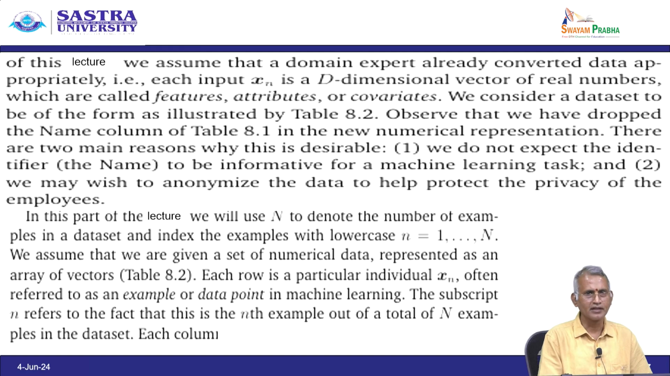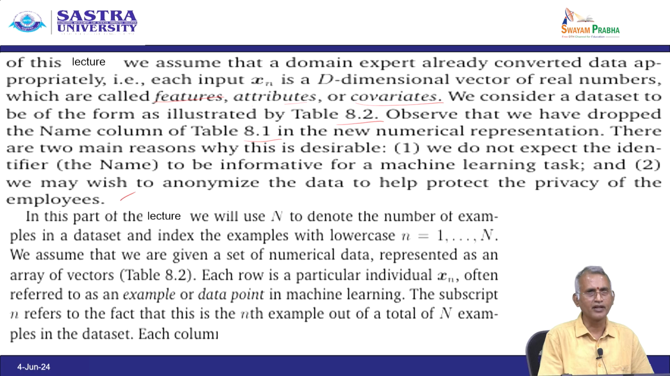So, each input xn is a d-dimensional vector of real numbers, which are called features, attributes or covariates. We consider data to be of the form illustrated in Table 8.2. Observe that we have dropped the name column of Table 8.1 in the new numerical representation. There are two main reasons why this is desirable. Number one, we do not expect the identifier to be informative for the machine learning task, and we may wish to anonymize the data to help protect the privacy of the employees.